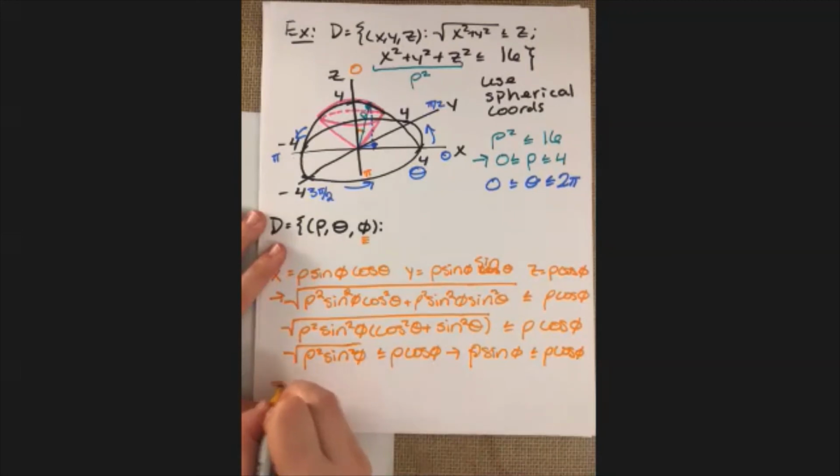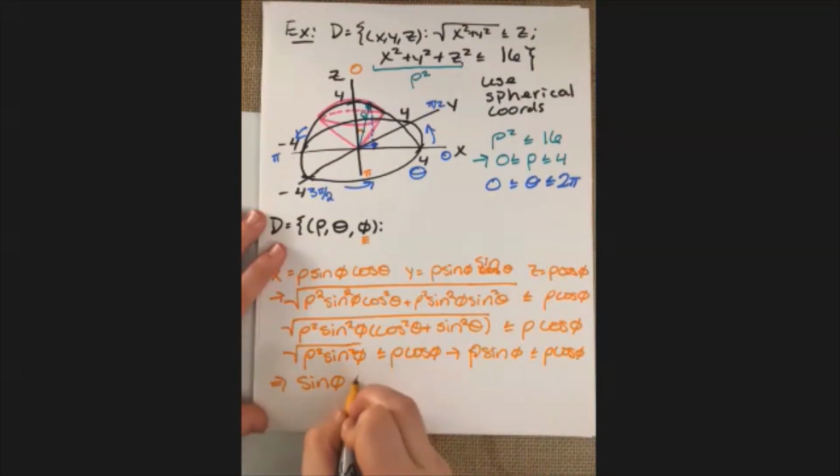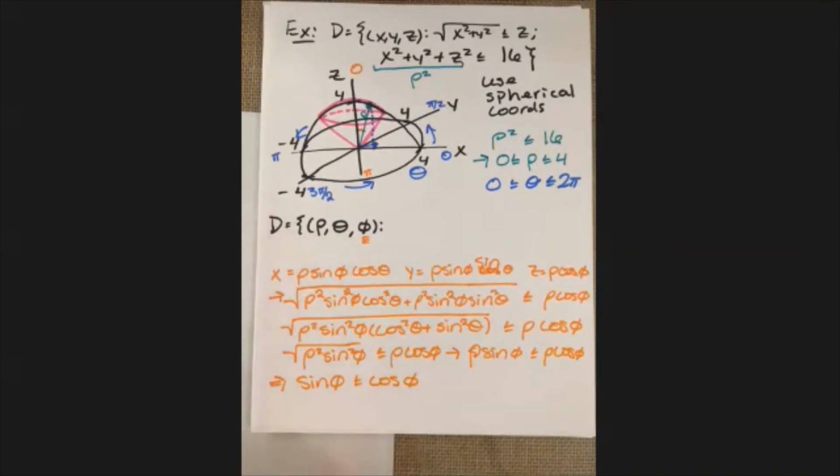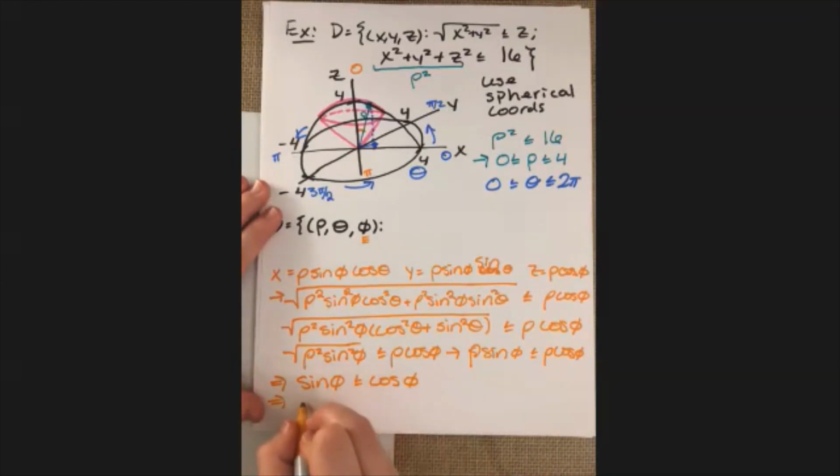Great. So sine of phi is less than or equal to cosine of phi. And maybe this is a little bit of a tricky part here. I'm going to divide both sides by cosine, and I'm going to get tangent of phi has to be less than or equal to 1.